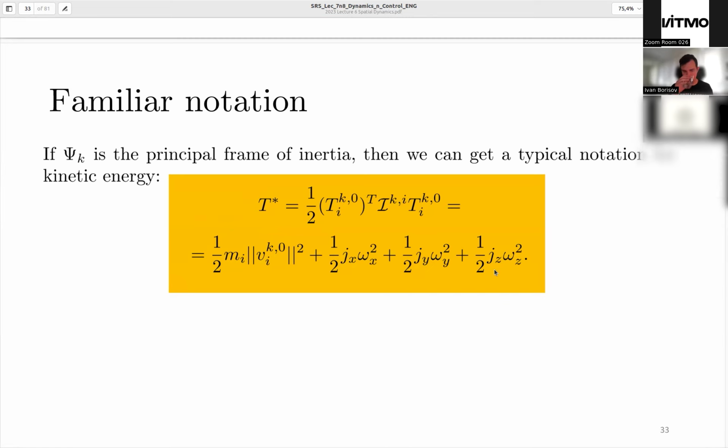Is it clear? At least the general idea. Is it clear? Or not? Any questions maybe from your side?